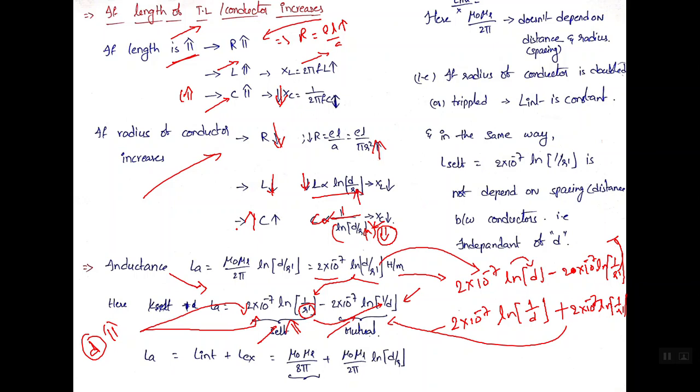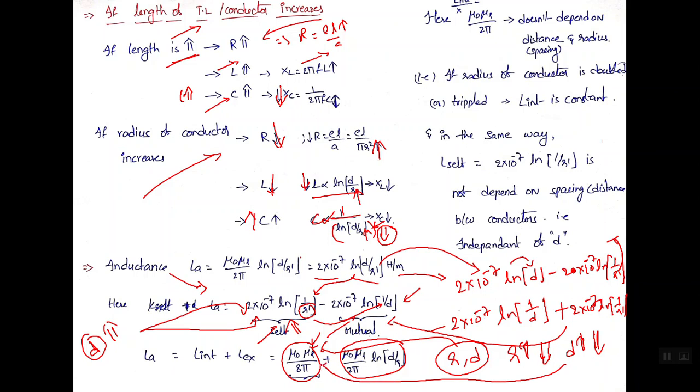And another one, internal flux linkages. These are internal flux linkages, and this is external flux linkages. That means the internal flux linkage does not have any radius term or spacing between the conductors term. That means if the radius increases or decreases, or the spacing between the conductors increases or decreases, there is no change in internal flux linkages. That is, internal inductance may not change. That is the important one.